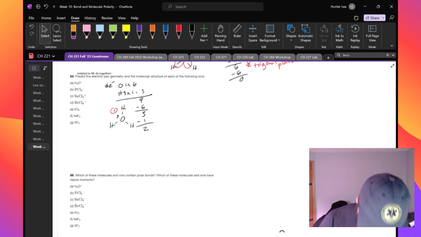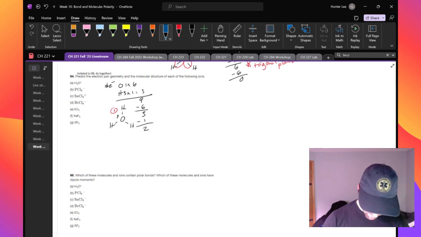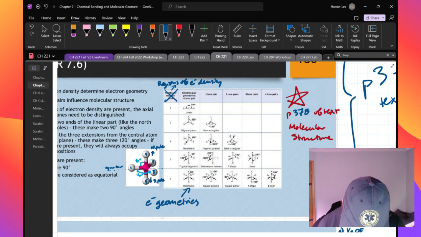Okay. Predict the electron pair geometry. 4 regions of electron density gives us an electron pair geometry of tetrahedral, but we have a lone pair, so our molecular geometry is trigonal pyramid.